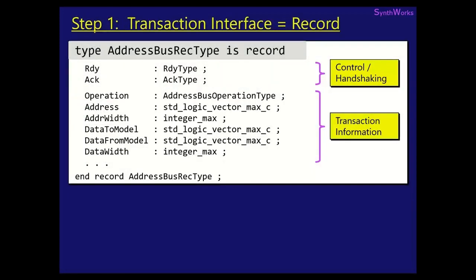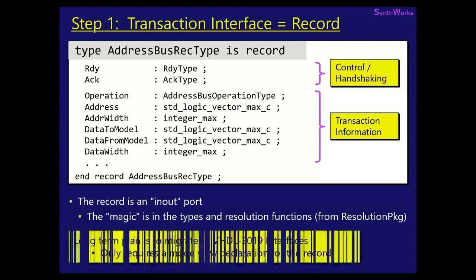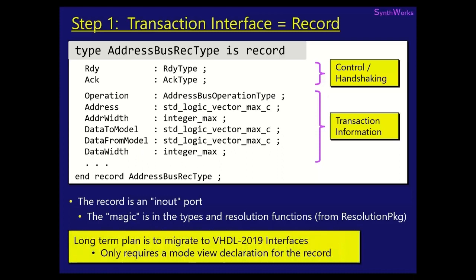Okay, so the transaction interface is nothing more than a record, okay? And types in record, that's a pretty basic VHDL thing we've had since '87. Okay, but the record's in out. So we have some magic in the types in the form of resolution functions that make it simple so that you don't really have to think about it. But long term, we're going to migrate to the VHDL 2019 interfaces because they were designed with this use model in mind.